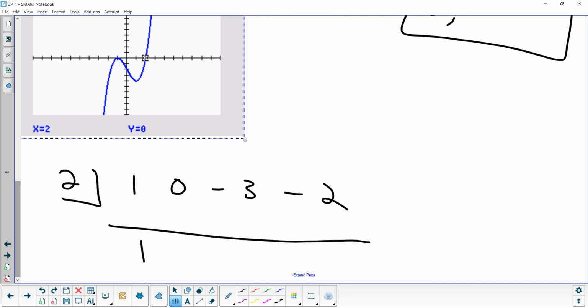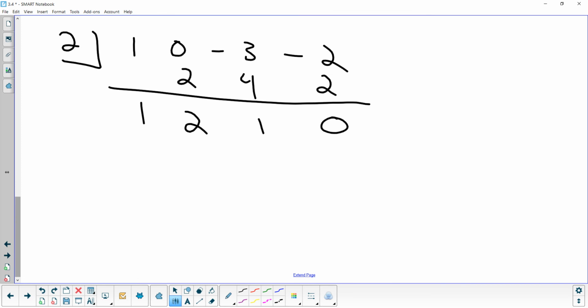Moving down to 1. Casey, 2 times 1? 2. Plus 0? 2. How about Chris, 2 times 2? Is 4. Plus negative 3? Is 1. 1. And Tyler, 2 times 1? 2. Plus negative 2? 0. 0. So we just confirmed what we already knew.